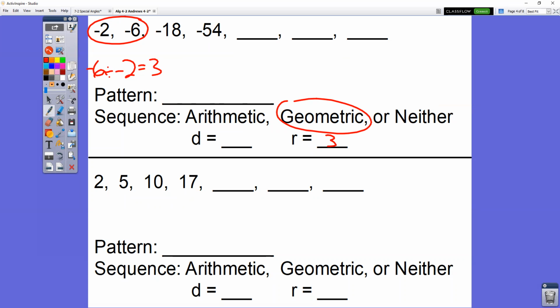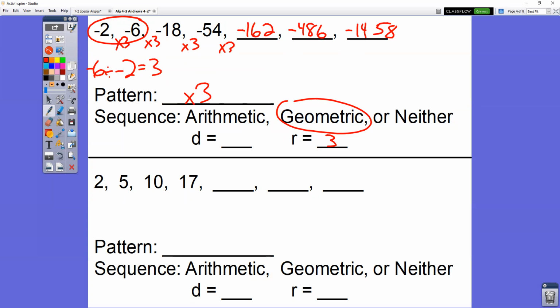I'm multiplying by 3 each time. Times 3, times 3, times 3. I'm multiplying by 3 each time. So keeping on with our pattern, multiplying by 3, this would be -162, -486, -1458. Now, take a look at this next one. This next one is tricky.